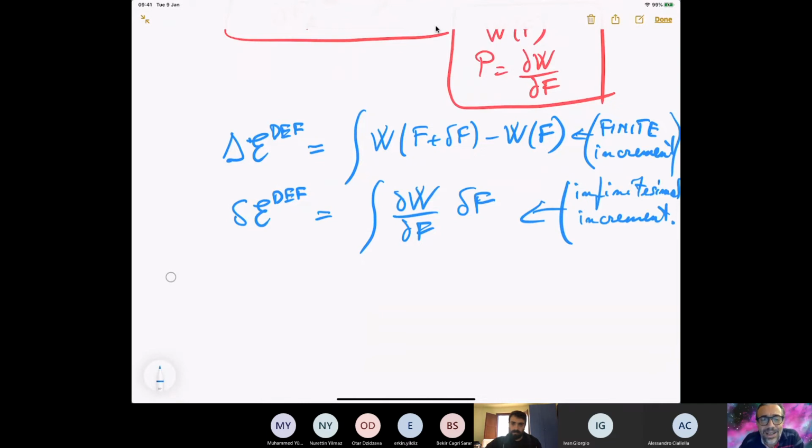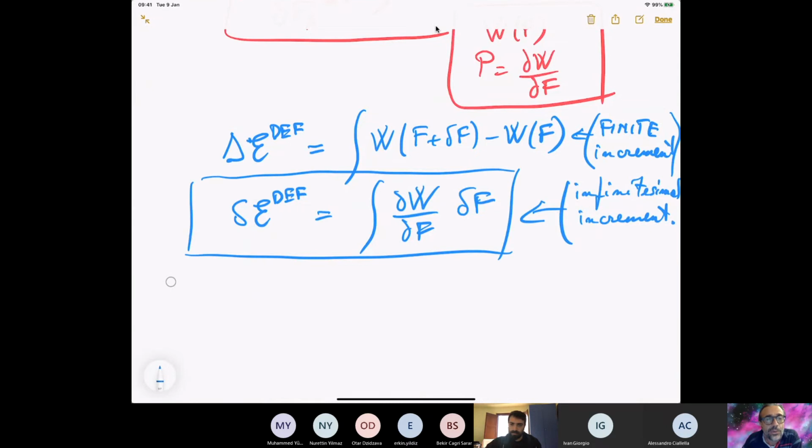Okay. Now I ask you a rhetorical question. While writing this formula, am I using linear mechanics, the mechanics of infinitesimally small deformations?